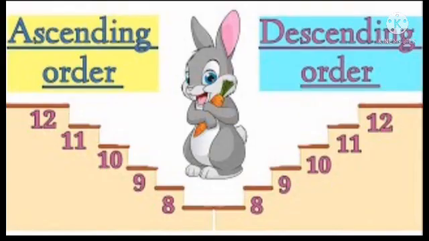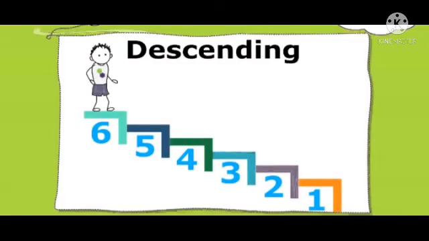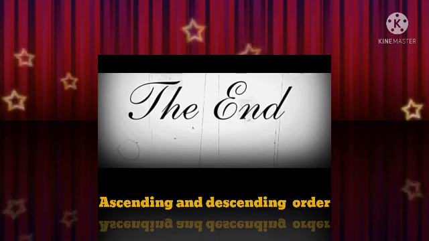So children, today we have learnt ascending and descending order. In ascending order, we go from downstairs to upstairs, and in descending order we come from upstairs to downstairs.